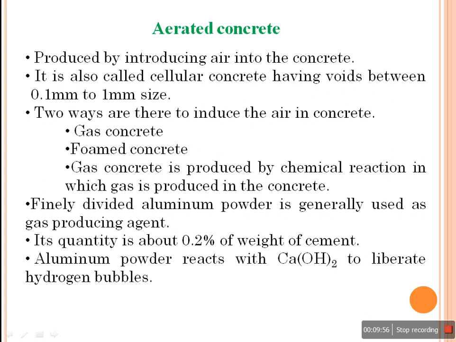It is generally produced by a chemical reaction in which gas is produced in the concrete. Finely divided aluminum powder, when used in the concrete, will react with the calcium hydroxide present in the concrete and liberate hydrogen gas. This hydrogen gas, when trying to escape from the concrete, will create small fine porous holes, and because of this fine porosity you will have a very good interconnected cellular structure, and therefore a very lightweight concrete.